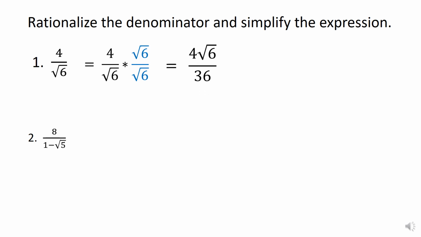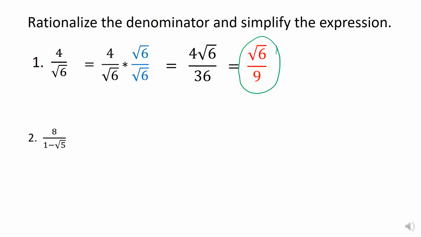Multiplying gives us 4 root 6 divided by 36, and we simplify that to get root 6 over 9. Note that root 6 will not simplify, so this root 6 over 9 is our final answer.